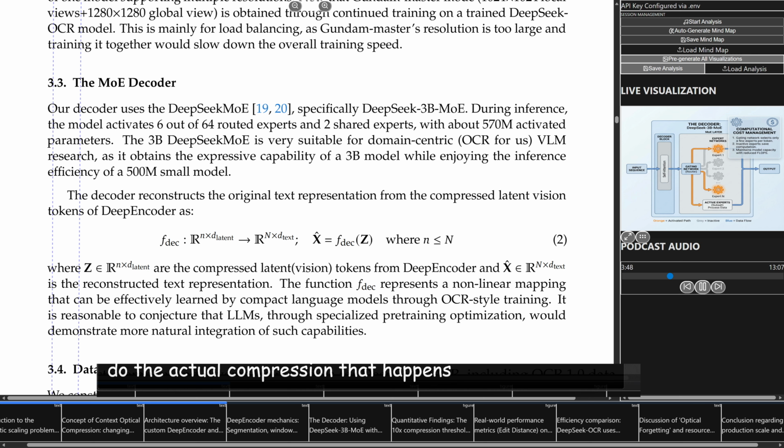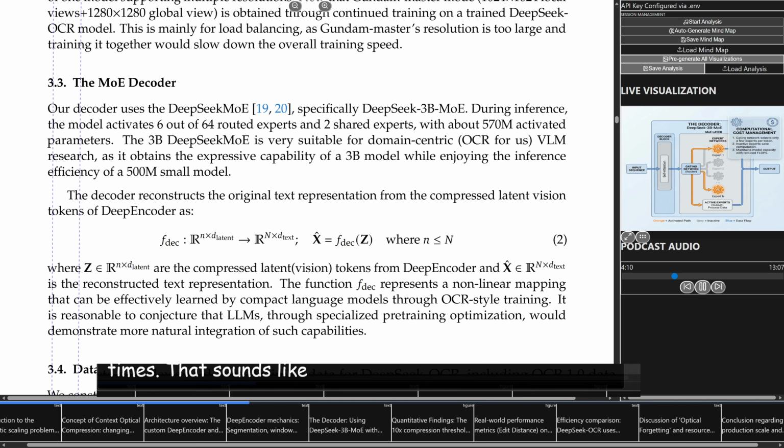That happens in a tiny module, just 2 layers, sandwiched between that SAM perception layer and the global feature extractor. It's a specialized 2-layer convolutional module. And this is the core of the compression math. This is it. It uses a stride of 2 and a kernel size of 3, and it's designed specifically to perform a highly aggressive 16x downsampling of the token sequence. Hold on, 16 times?